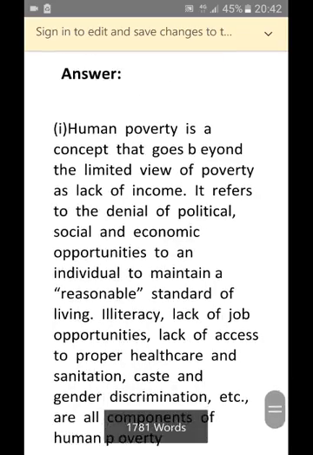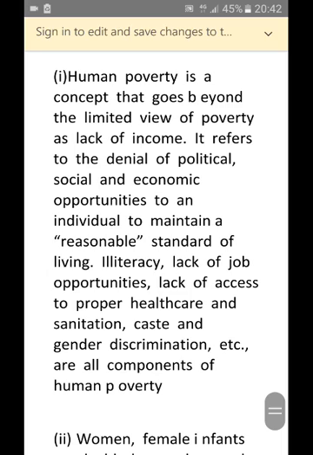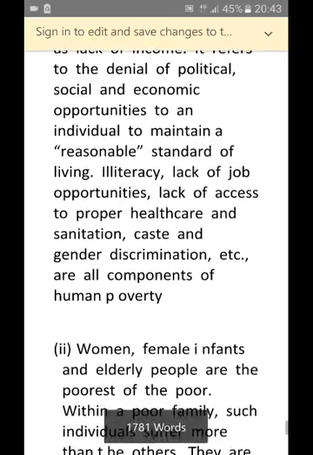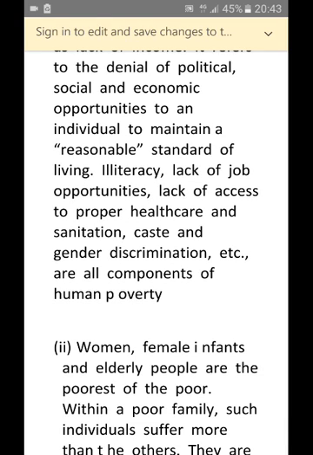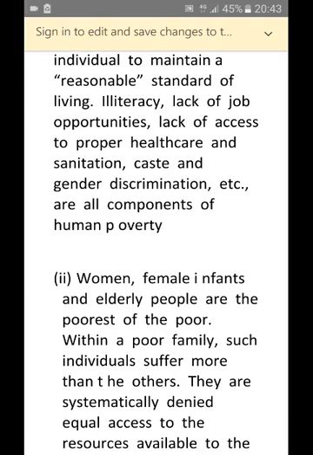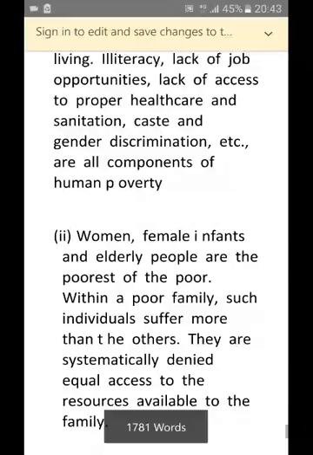So in that, the first answer: human poverty is a concept that goes beyond the limited view of poverty as lack of income. It refers to the denial of political, social, and economic opportunities to an individual to maintain a reasonable standard of living. Illiteracy, lack of job opportunities, lack of access to proper healthcare and even sanitation, then caste, gender discrimination, etc. are all components of human poverty.